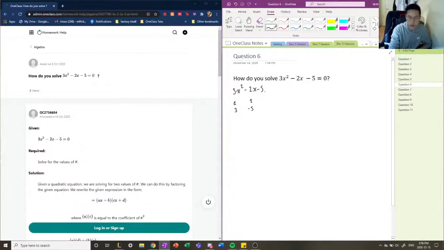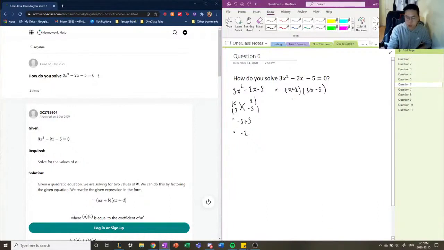Since this is a negative number, we have to make sure that at least one of the factors is negative. So if we were to cross multiply this now, we would get negative 5 plus 3, which equals negative 2. So we now have found our factors, which is 1x plus 1 and 3x minus 5. So this equals x plus 1 and 3x minus 5.